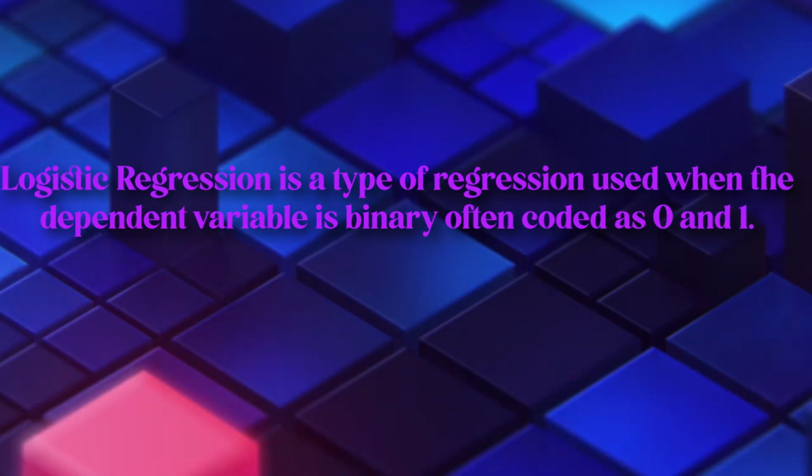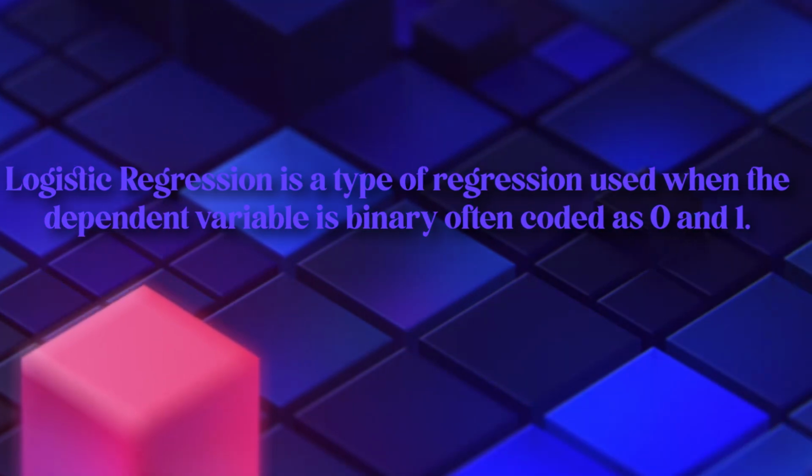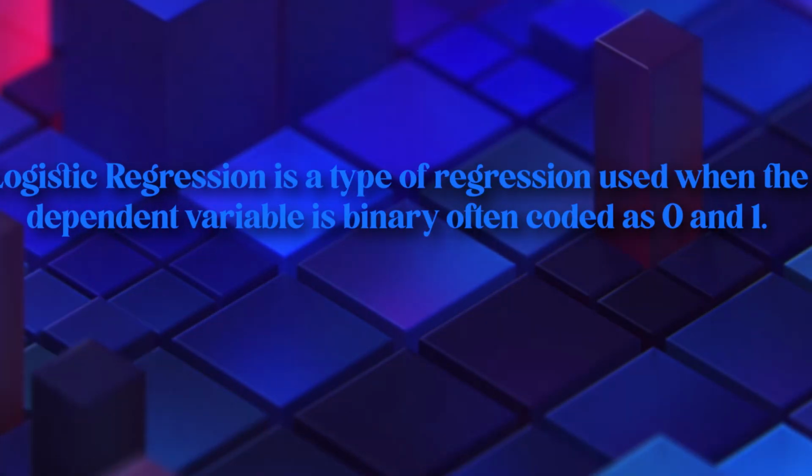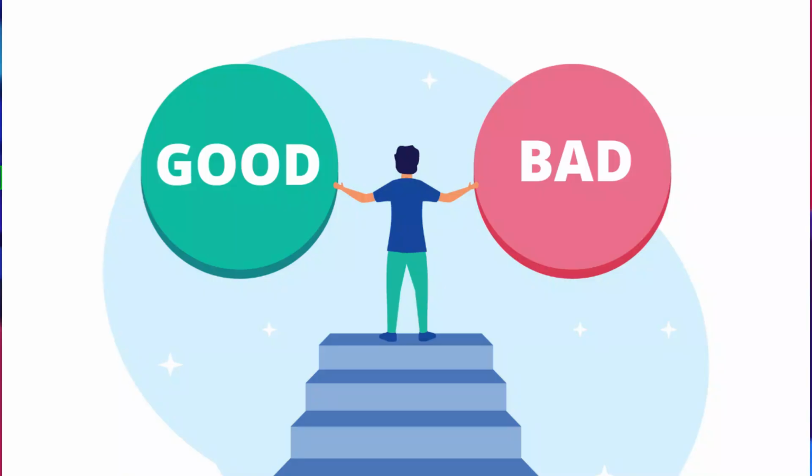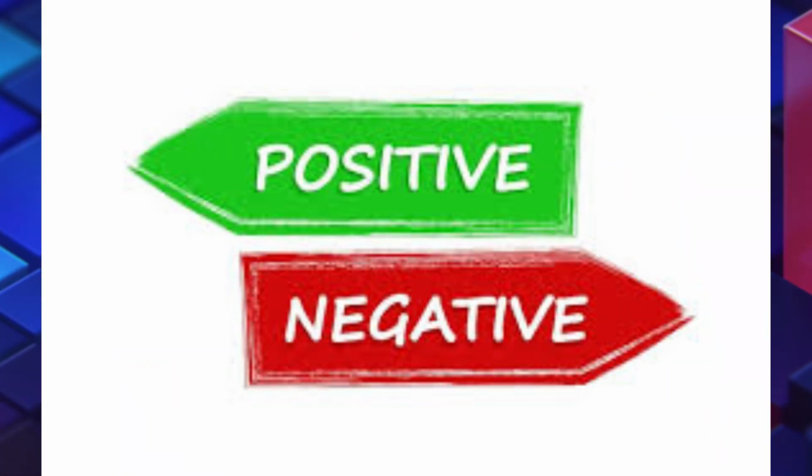So, what is logistic regression? Logistic regression is a type of regression used when the dependent variable is binary, often coded as 0 and 1. What do I mean by binary? It can either be good or bad, positive or negative, and so on. The factor here is there are two levels.